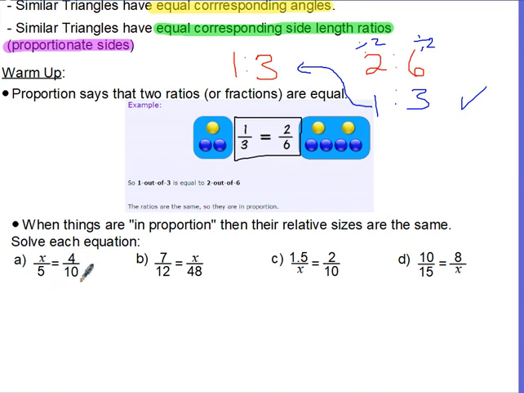Now, some of us might notice that 10 is twice as big as 5. So if we wanted to go from 10 to 5, we would divide by 2, right? And that means that because these things are proportionate, we'd have to do the same thing on the top here. We'd have to divide this also by 2, and the value of x, 4 divided by 2, would just give us an answer of 2.